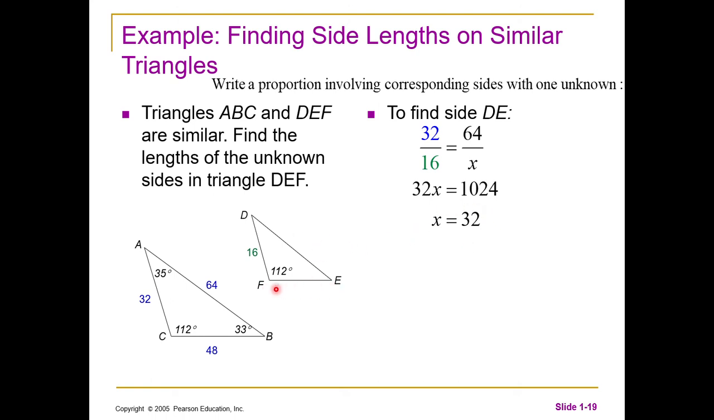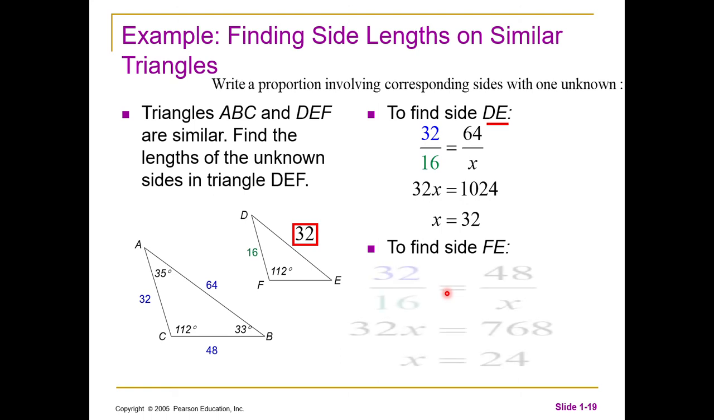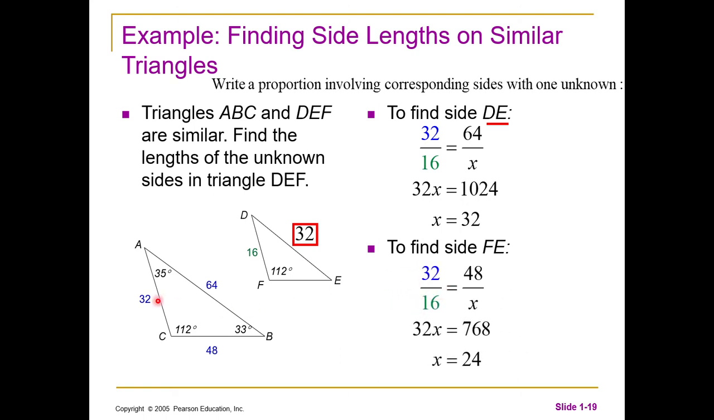Ngayon, paano naman yung FE? O, ganun din ang gawin natin. The side to find is EF, di ba? So, ganun din. 32 over 16, 48 over x. So, cross multiply 32 times x is equal to 16 times 48, that is 768. So, we have x is equal to 24. So, ito yung 24 na yan ng FE. So, madali lang, di ba?